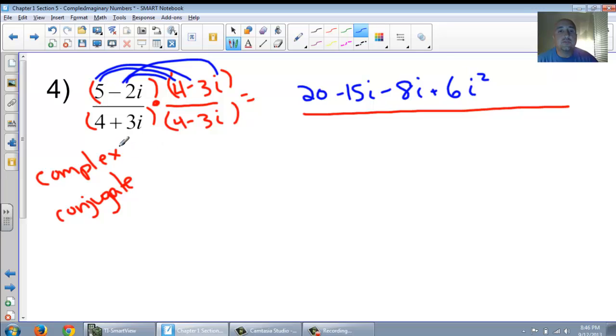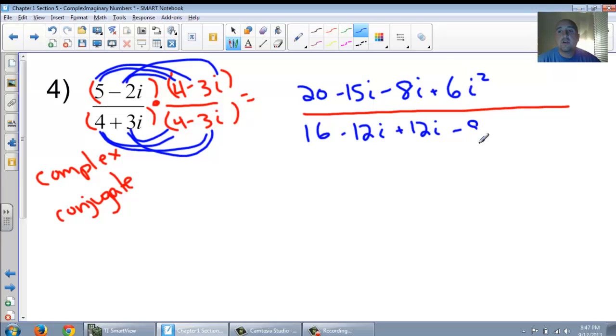Okay, let's do the bottom now. We have 4 times 4, which is 16. We have 4 times negative 3i, which is negative 12i. We have 3i times 4, which is positive 12i. And we have 3i times negative 3i, which is negative 9i squared.